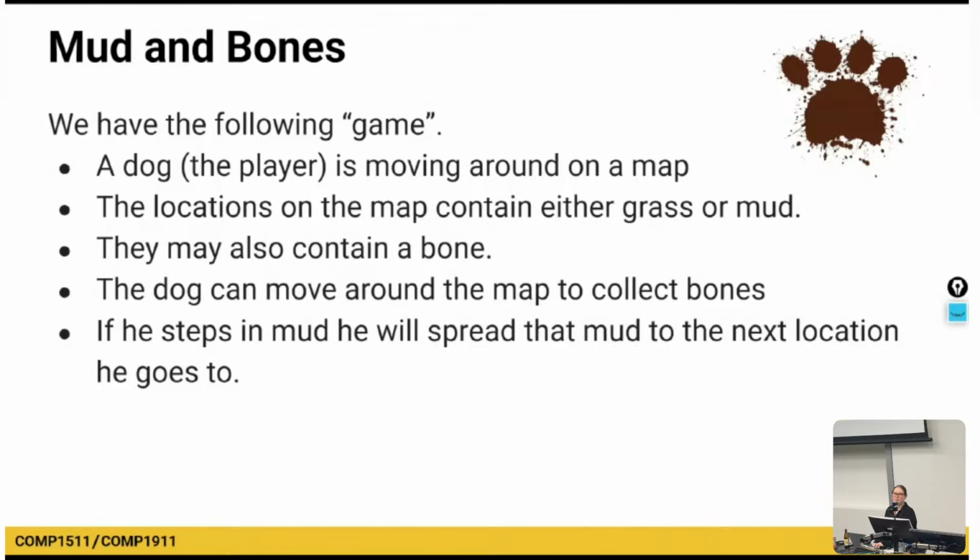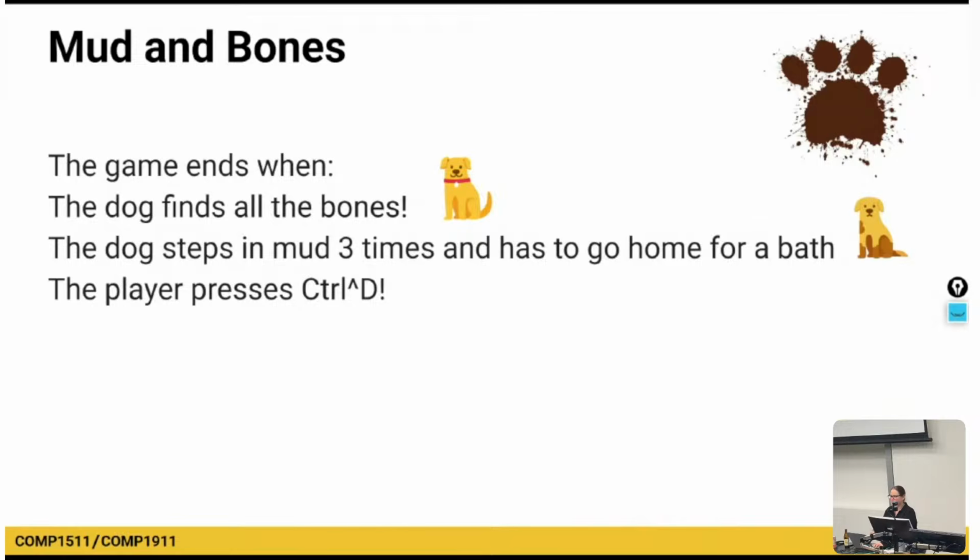But if he steps in mud, that's not a good thing. It spreads it, and he's only allowed to step in mud 3 times. Now, the rules of this, I just made them up. It's not that important. They might not all make 100% sense. But basically, the game ends when the dog finds all the bones, or if the dog steps in mud 3 times, so he has to go home for a bath, or if the player presses Control D. So that's basically what we're doing.